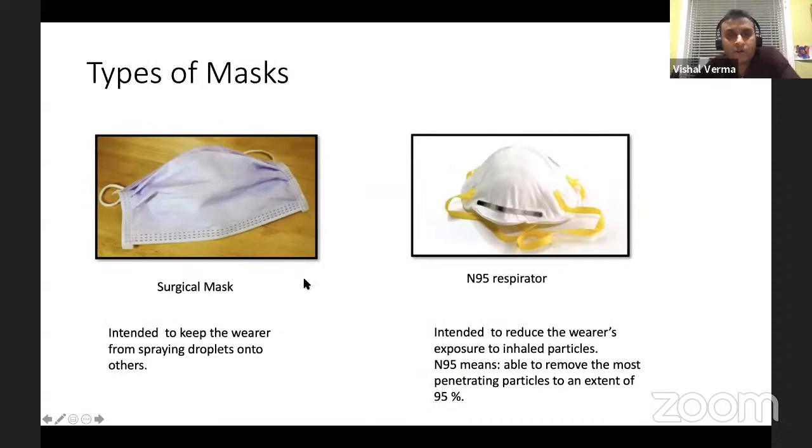I will talk briefly about these different types of masks. For example, this is the surgical mask. This mask is intended to keep the wearer from spraying droplets onto others. Then there is something called the N95 respirator. This is basically to protect wearers from exposure to inhaled particles. Why is it called the N95? Basically, this mask is able to remove more than 95% of the most penetrating particles. When I say most penetrating particles, it's not the smaller size particles. I will talk about it in a minute. It's around the size of 300 nanometer.